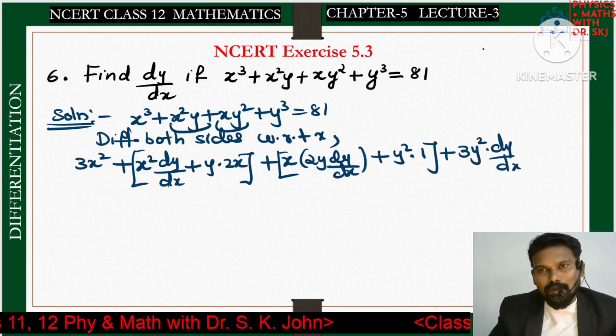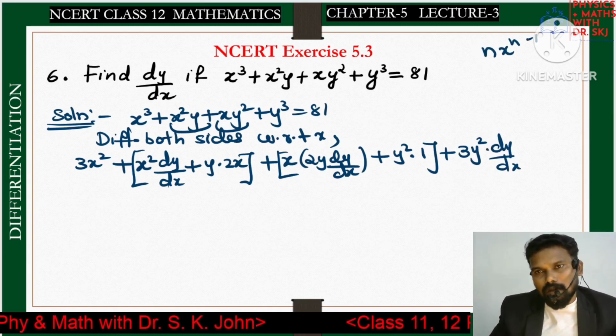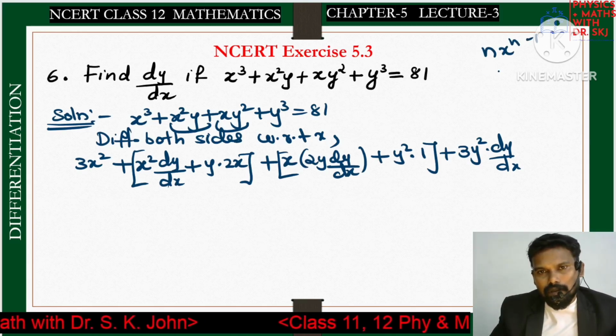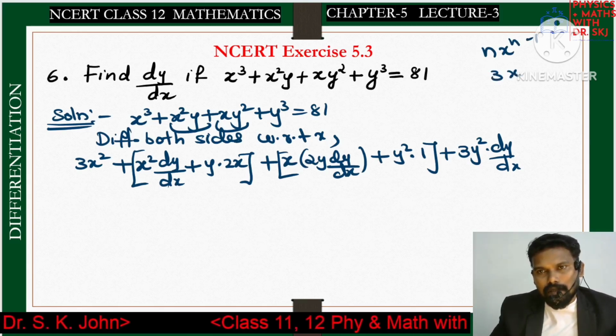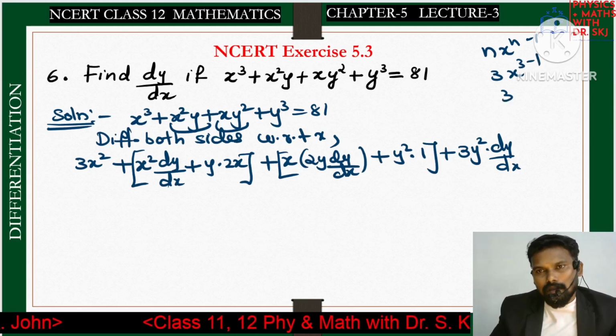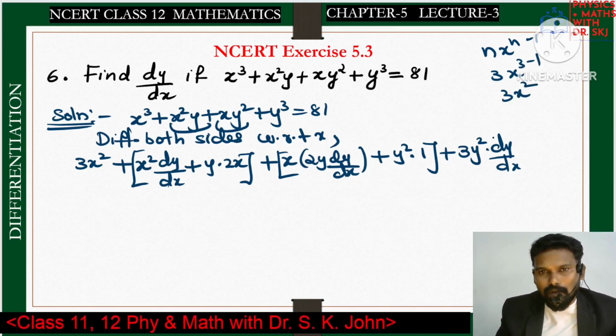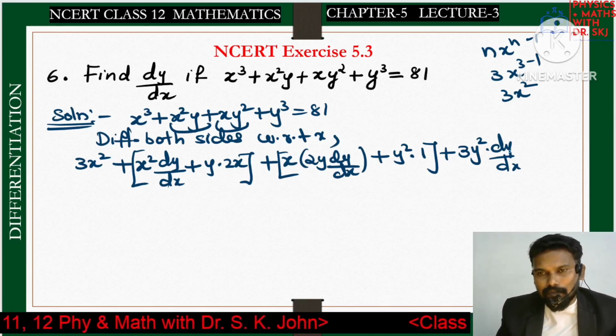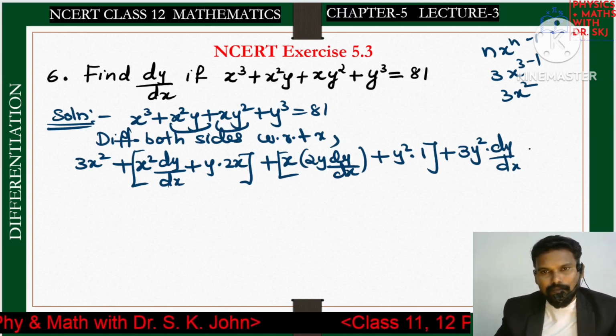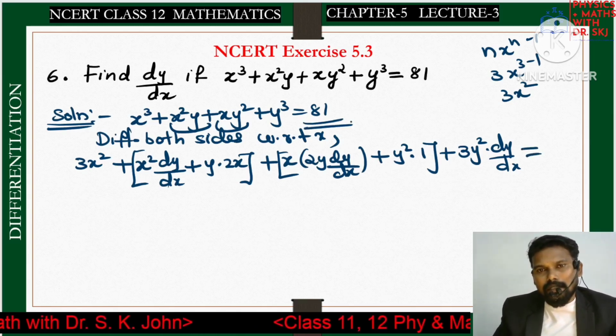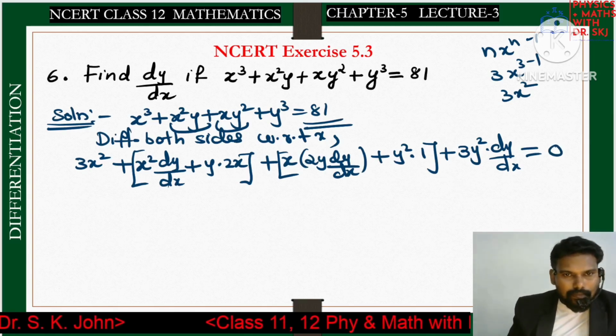The derivative is obtained using the formula n x raised to n minus 1. So we can put 3 into x raised to 3 minus 1. The derivative of x cube is 3x square. So the derivative of y cube is 3y square, and for y we have to write dy by dx. And on the right hand side it's a number, so the derivative is 0.